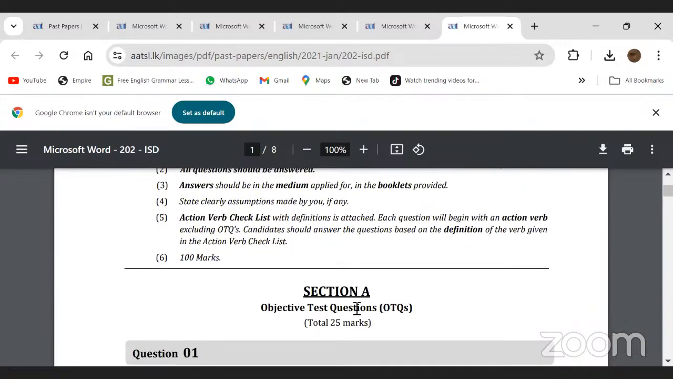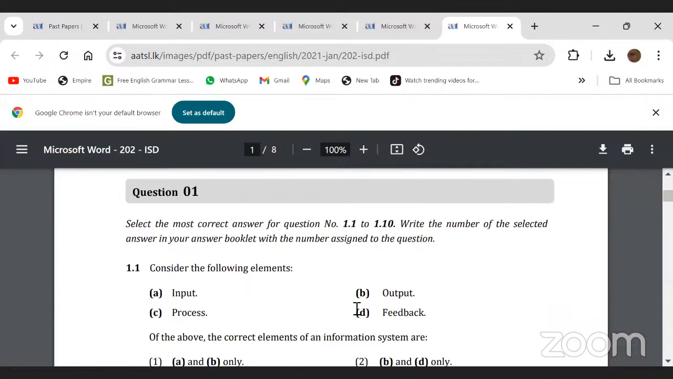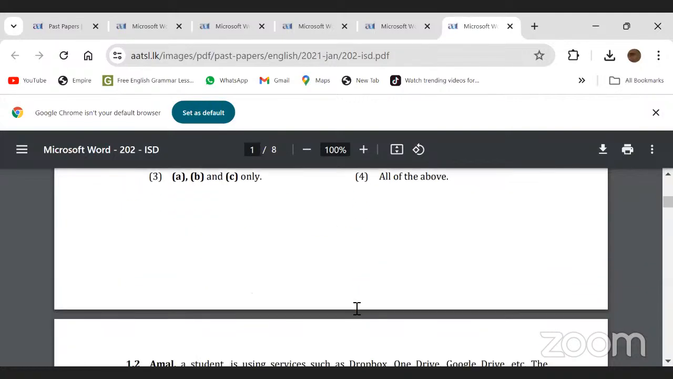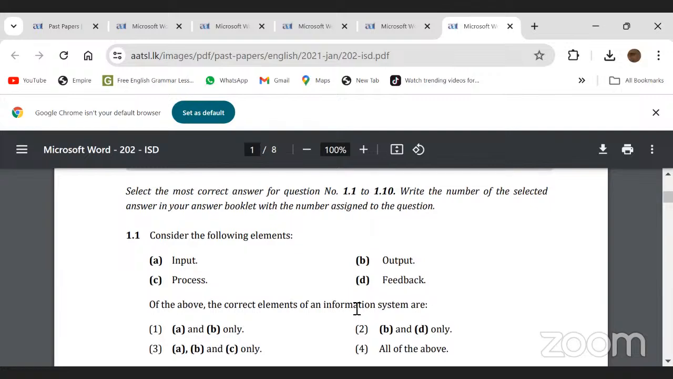In this section, questions 1-1 to 110 are MCQs. For each MCQ question, you have 4 options. And 111 to 115, there are 2 options, true and false. You have to mark whether it is true or false.